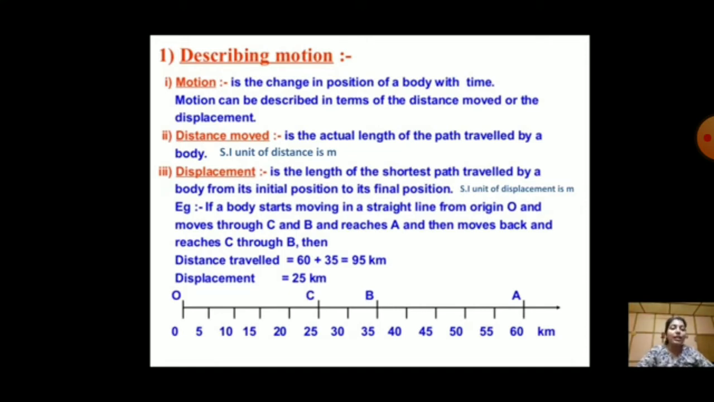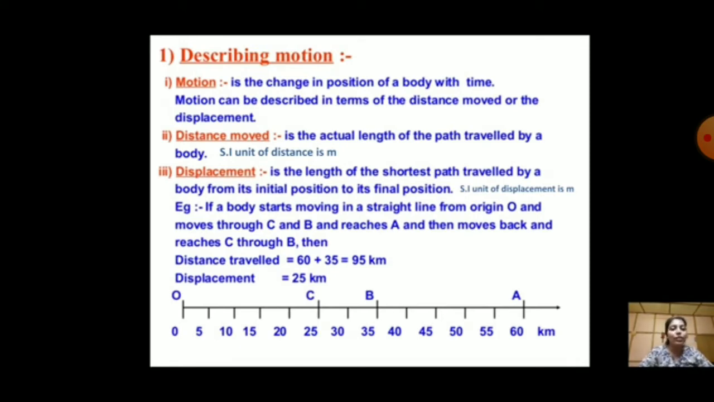Then we have displacement. Displacement is the length of the shortest path traveled by a body from its initial to final position. That means displacement is always the shortest path, whereas distance is the actual path that we move. Both have the same SI unit. Distance and displacement are both expressed in meters. Now let's understand distance and displacement in more detail.